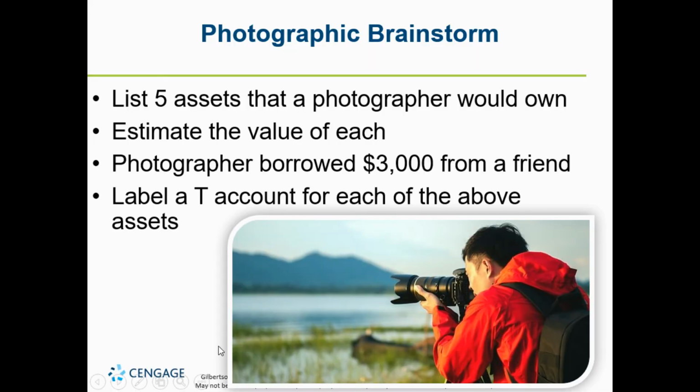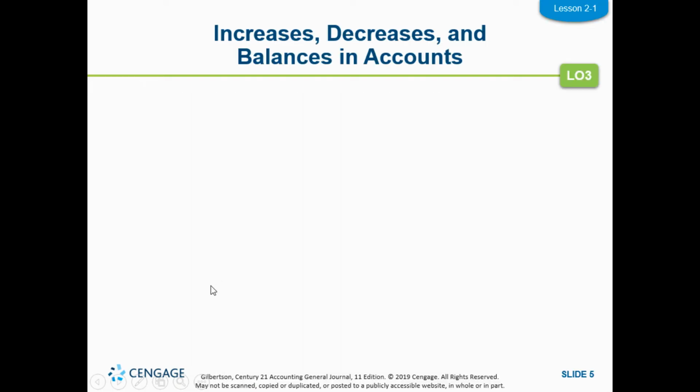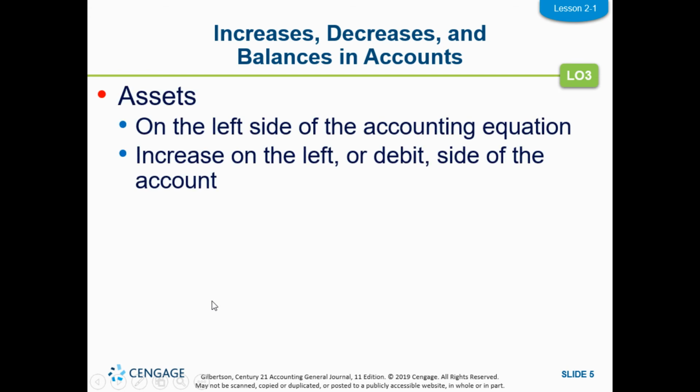Okay, moving along here. All right. Remind me to revisit that, please. So assets on the left side of the accounting equation is increase on the left or debit side of the account. So the natural balance side of the asset is the left side. We increase assets on the left side. Now, we've been practicing these plus and minuses, and so we have a feel for asset being increased, liability being increased, decreased, and so on. Asset, the increased side is the left side, which is the debit side.